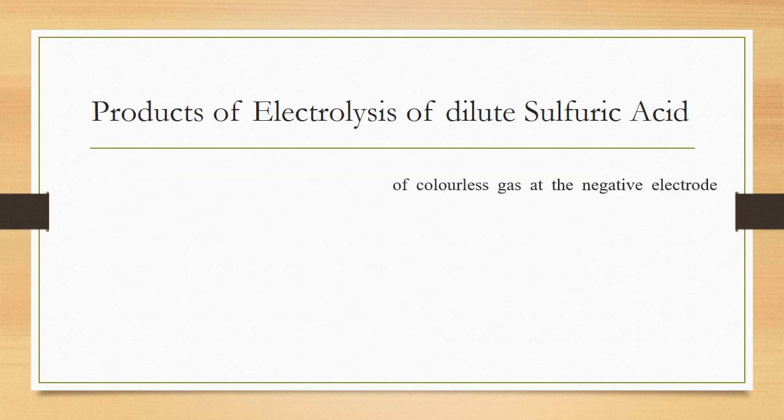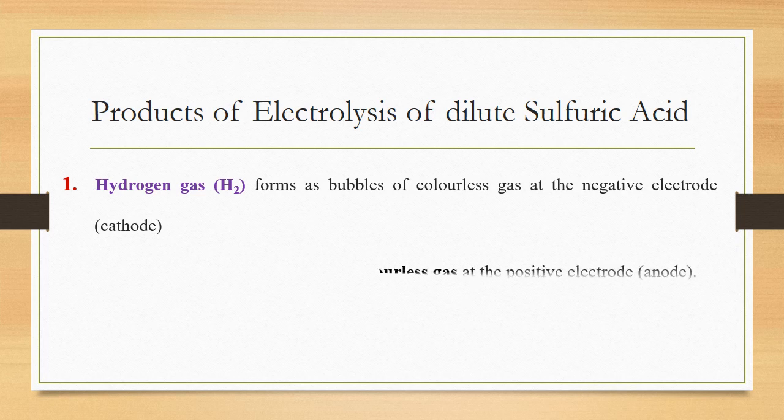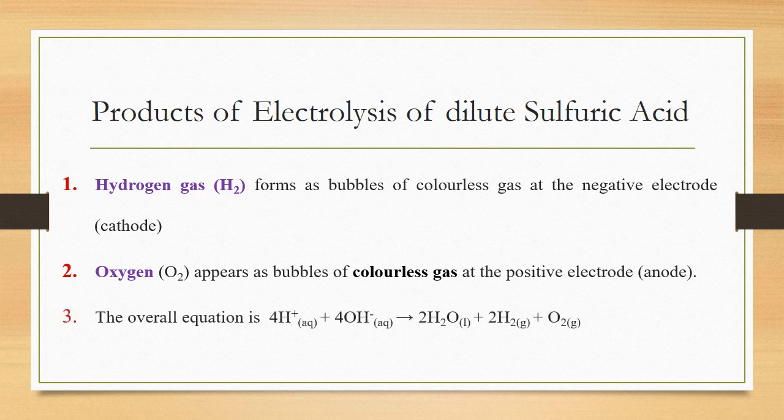The products of electrolysis with dilute sulfuric acid are going to be hydrogen gas, forming as bubbles at the cathode, and colorless oxygen gas forming at the anode. In a 2-to-1 ratio, you're going to end up with more hydrogen forming than oxygen in that particular example, which you can see because of the ratio here. You've got 2 hydrogen to 1 oxygen, so more hydrogen gas is going to be formed.